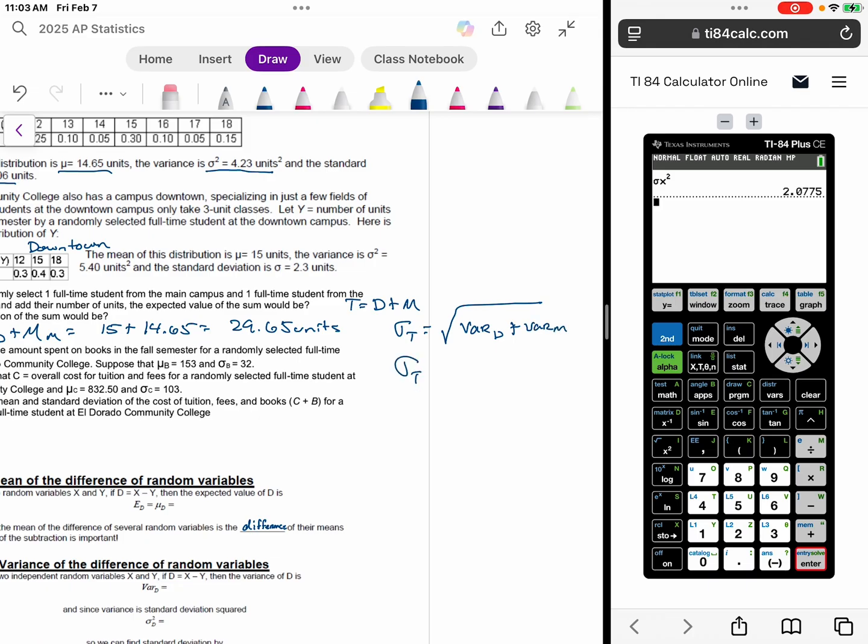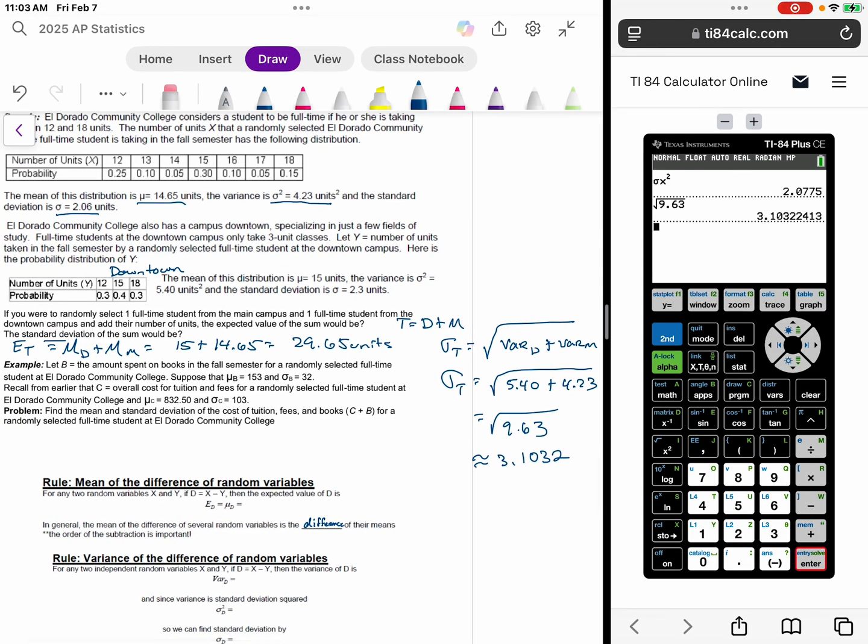So the standard deviation of our amount here would be, again, they gave us variances, so we're going to use them. 5.40 plus 4.23. So that's the square root of 9.63. So second square root of 9.63, and we get approximately 3.1032. So there's our standard deviation for the sum of a randomly selected student from downtown and one from main campus.